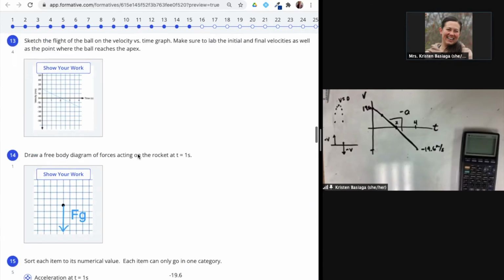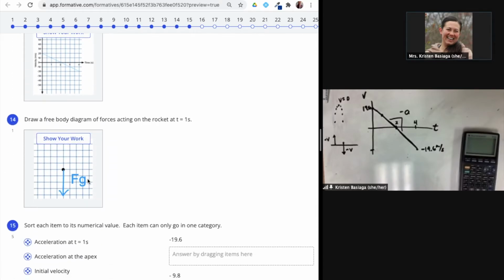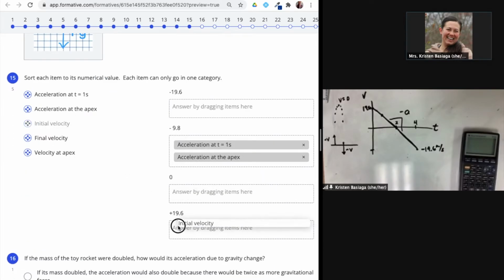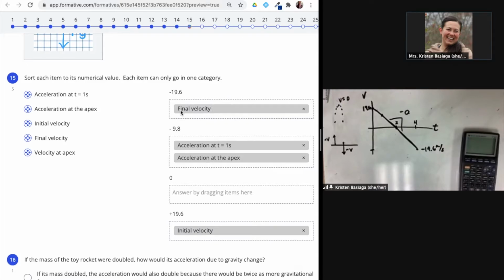You'll notice on the t-chart too, at 2 seconds, you were still subtracting the 9.8 repeatedly, so the acceleration was still negative 9.8. The initial velocity was positive 19.6 because that's where you were traveling upward. The final velocity when it was just about to hit the ground was negative 19.6 because it was traveling down, and the velocity at the apex was 0.